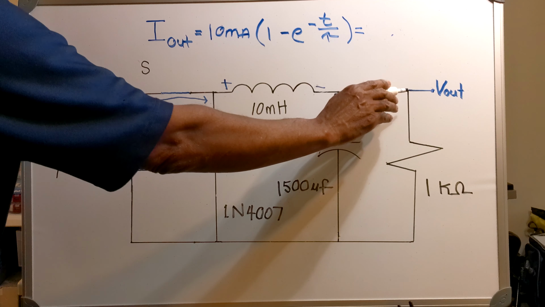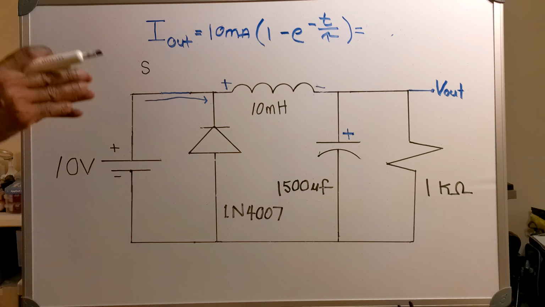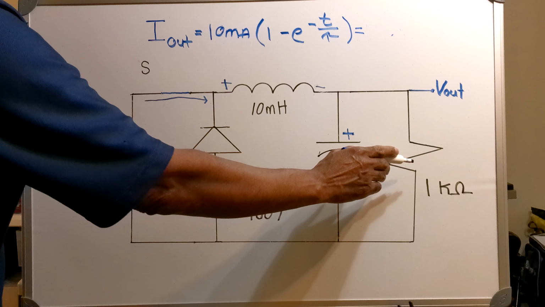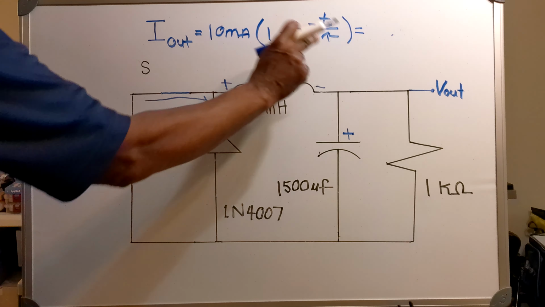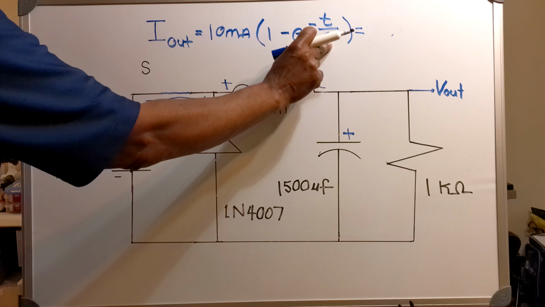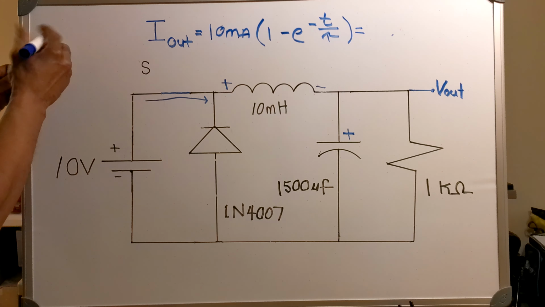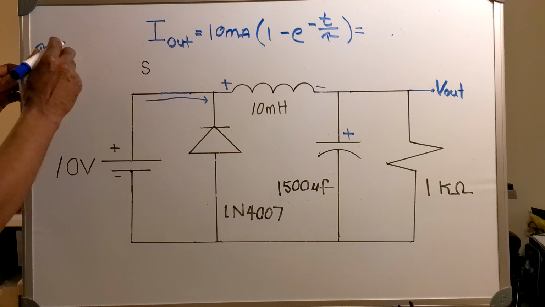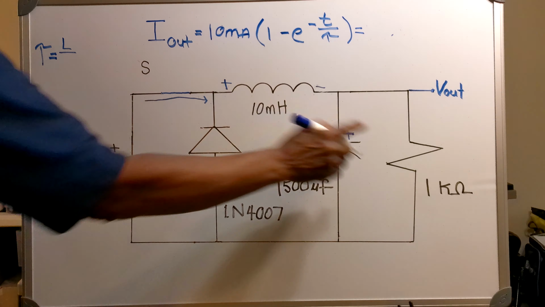Now what I'm going to do is I'm going to find my output voltage. Now, in order to find my output voltage, I'm going to need my output current, and this will be the formula for finding the output current. Now what I'm going to do here is I'm going to find this symbol called tau. Find the value of it. And tau equals my inductance over my series resistance.